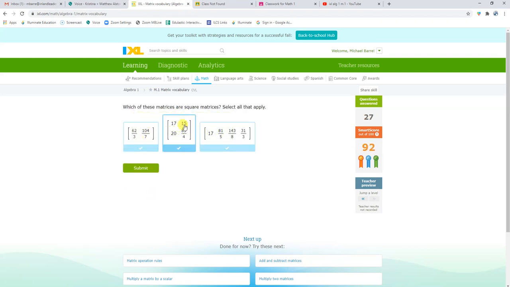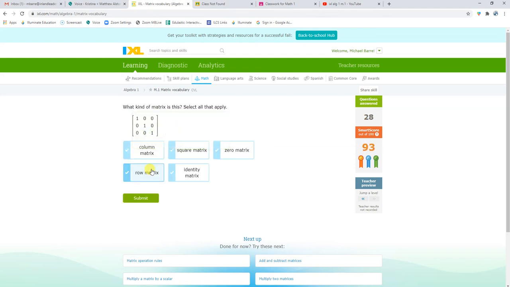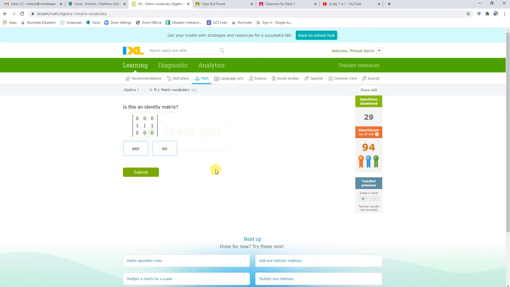Which of these matrices are square? That's a square. This is a row and a row. This is an identity matrix and a square matrix, and that's it. Kind of want to get to the 100 now. Is this an identity? No. Identities, the ones are coming down diagonally from the top left.